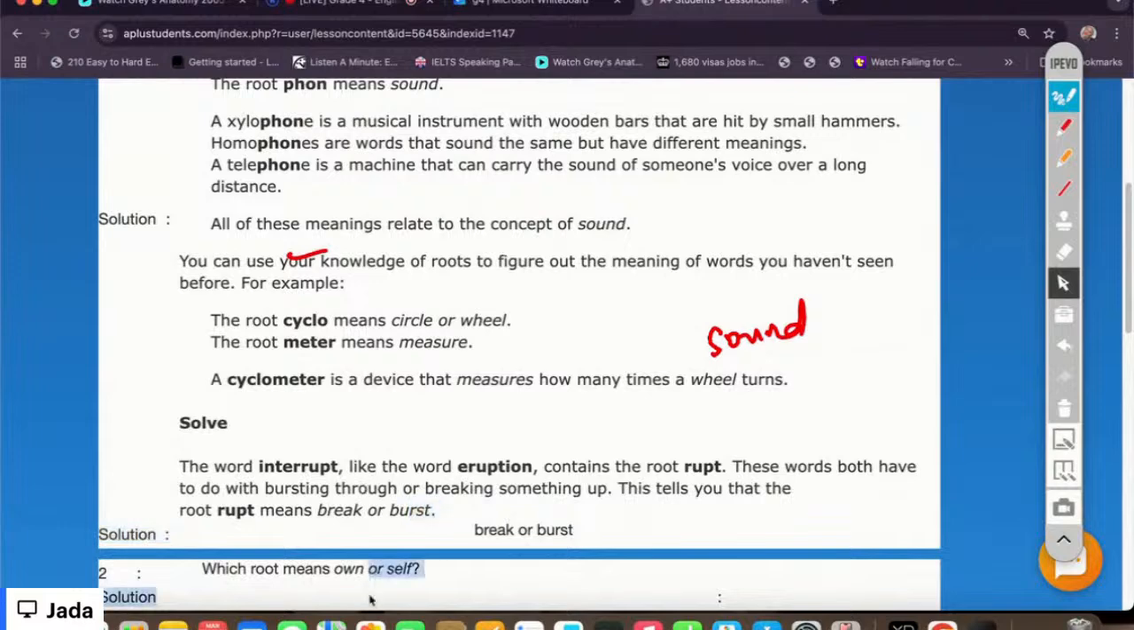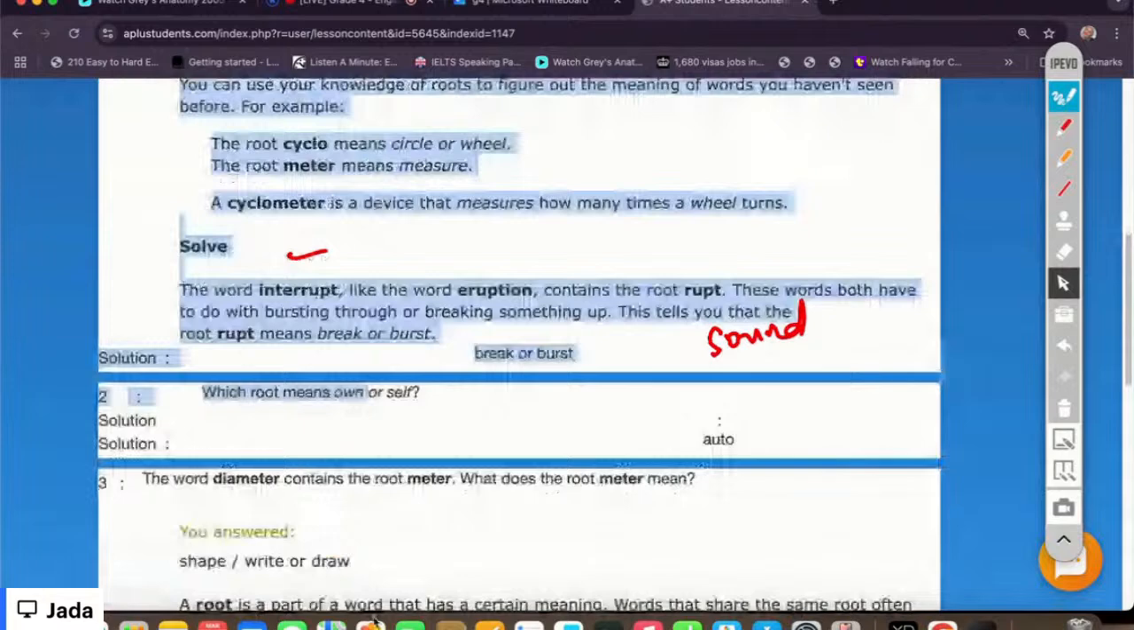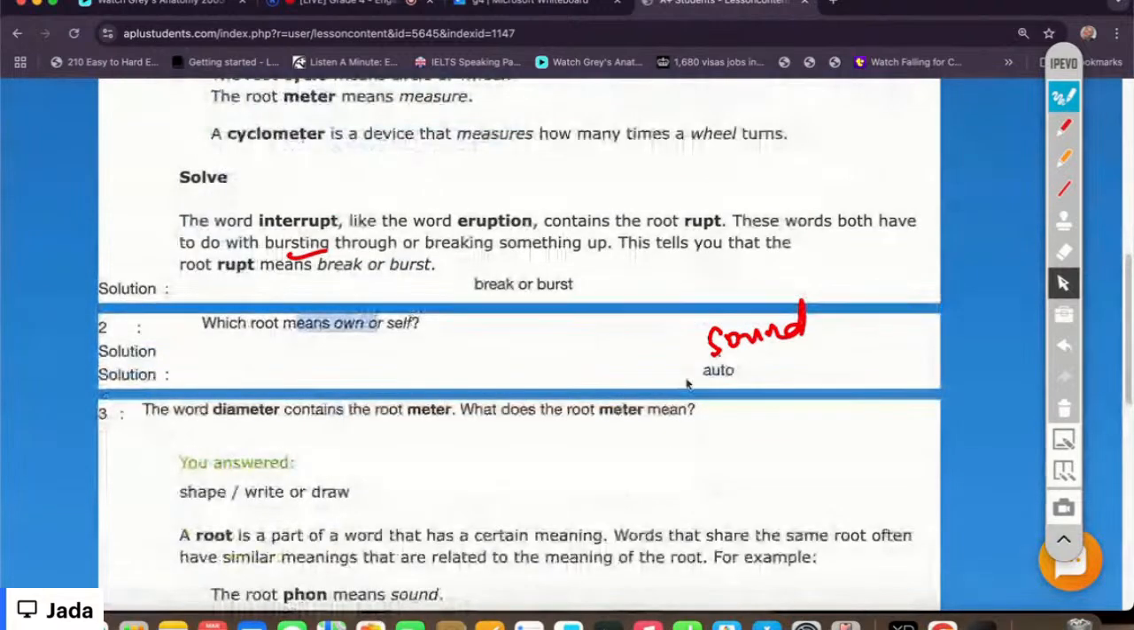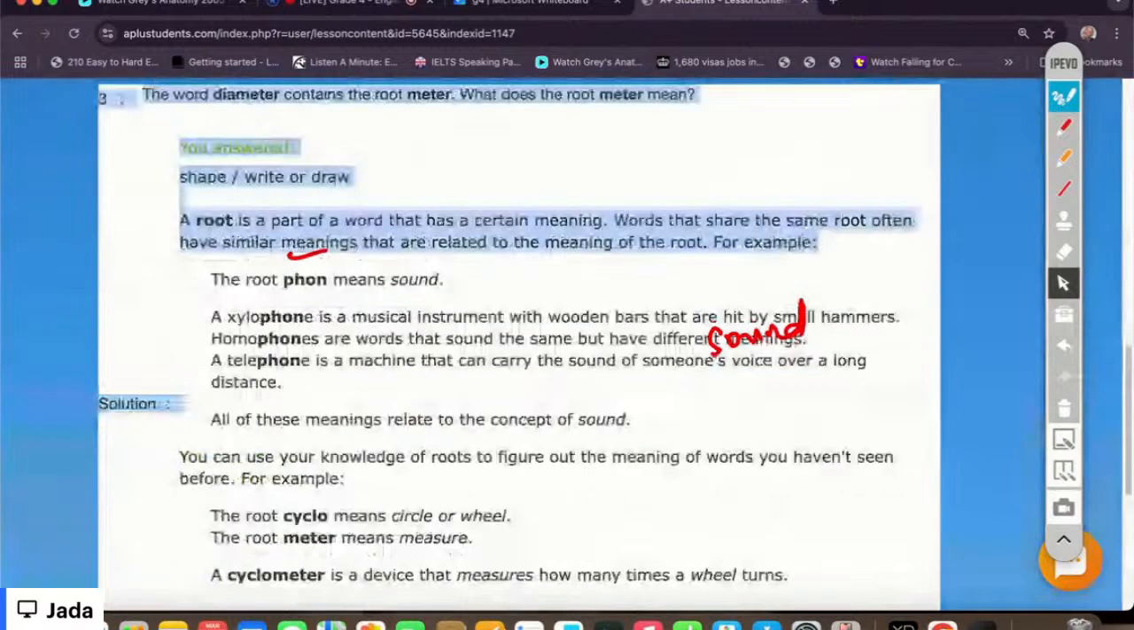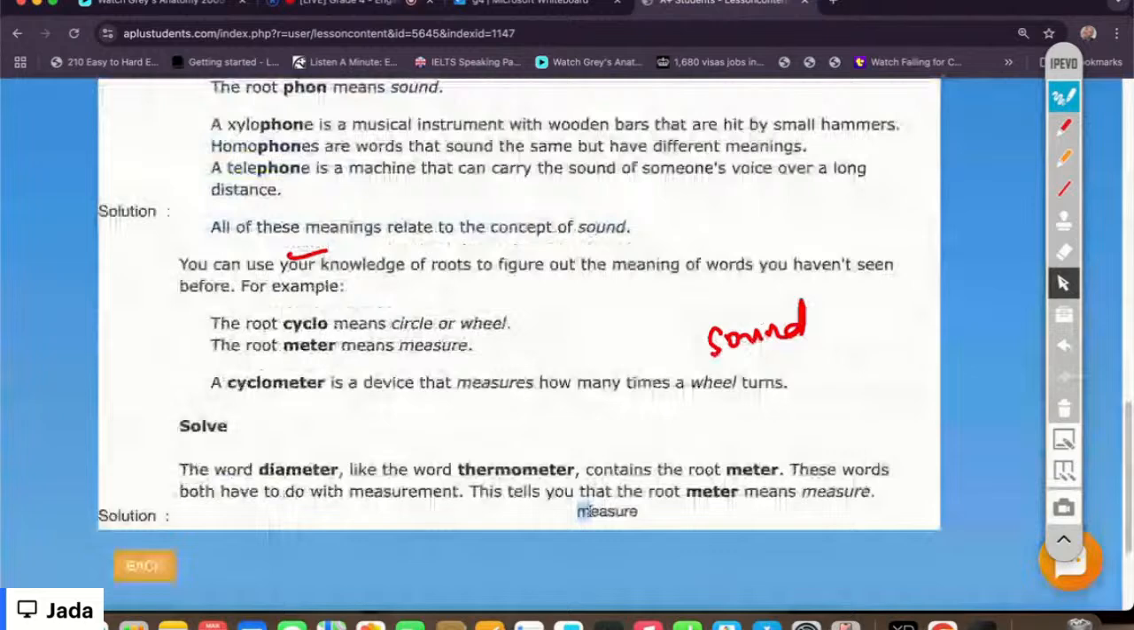Alright, so we have the next one. Which root means owner or self? Auto. And we have the word diameter, which contains the root meter. What does the root meter mean? Measure. So whenever you see meter, you know that it's measurement.